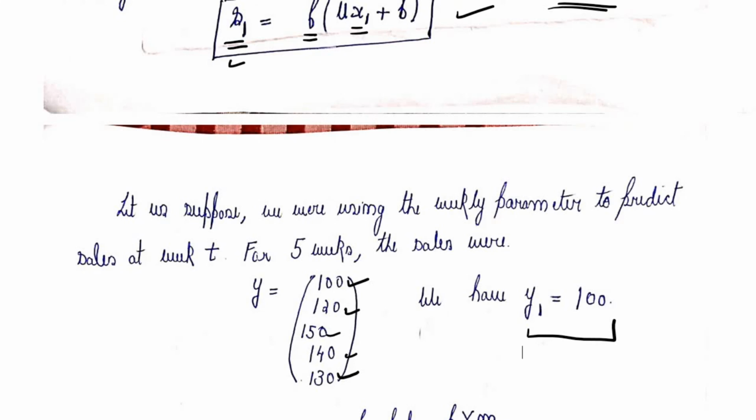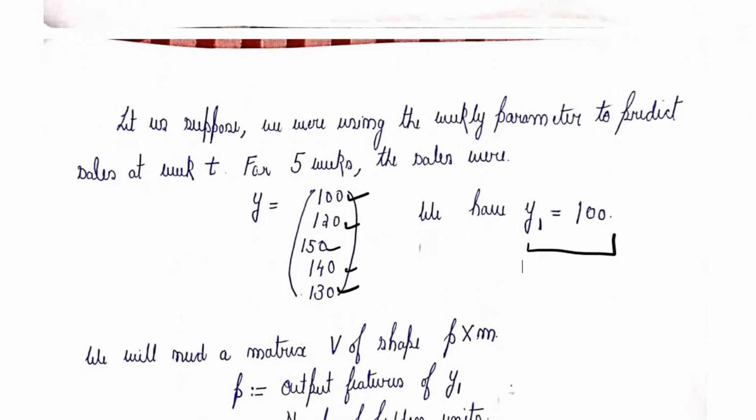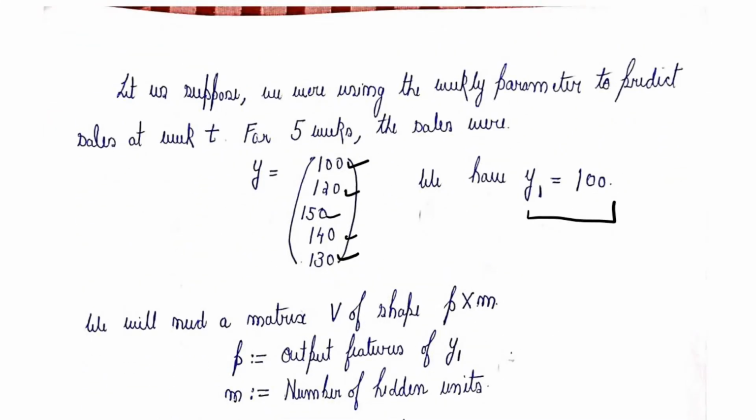Over here, a matrix comes handy, which we call matrix V, which is of order P cross M. So P is ideally the output features of Y1, and this is what we are going to do. We will multiply the matrix V with S1. And to make it happen, first of all, we need to make the number of rows P equal to the output features of Y1. Like if I have 5 features over here, P will be equal to 5. If I have 100 features, P will be equal to 100. If I have 10 features, P will be equal to 10.